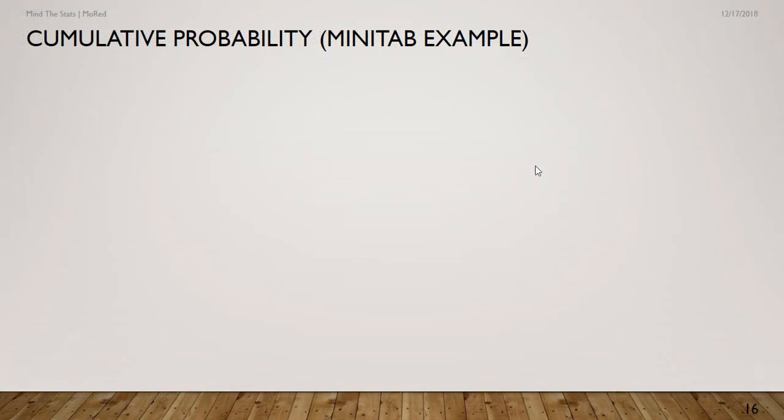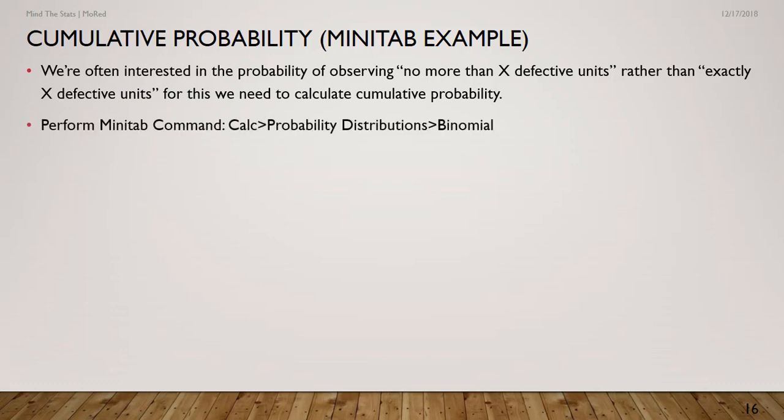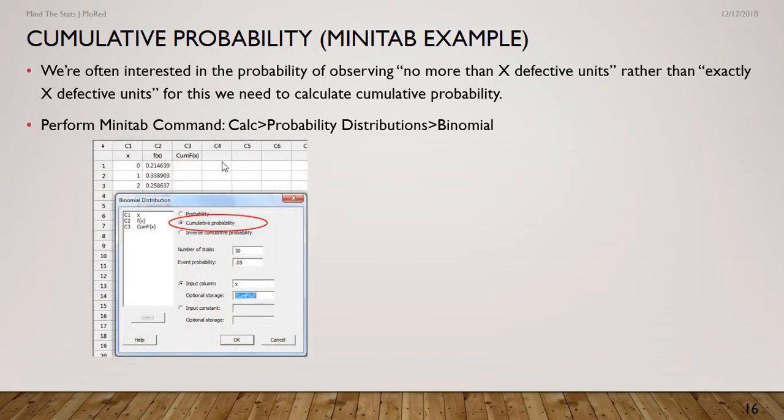And again, here's a summary slide. We're often interested in the probability of observing no more than some number of defective units, rather than exactly a number of defective units. For this, we performed the Minitab command, calc, probability distribution. We selected binomial. But instead of selecting probability this time, we asked for cumulative probability, because that's what we're interested in.